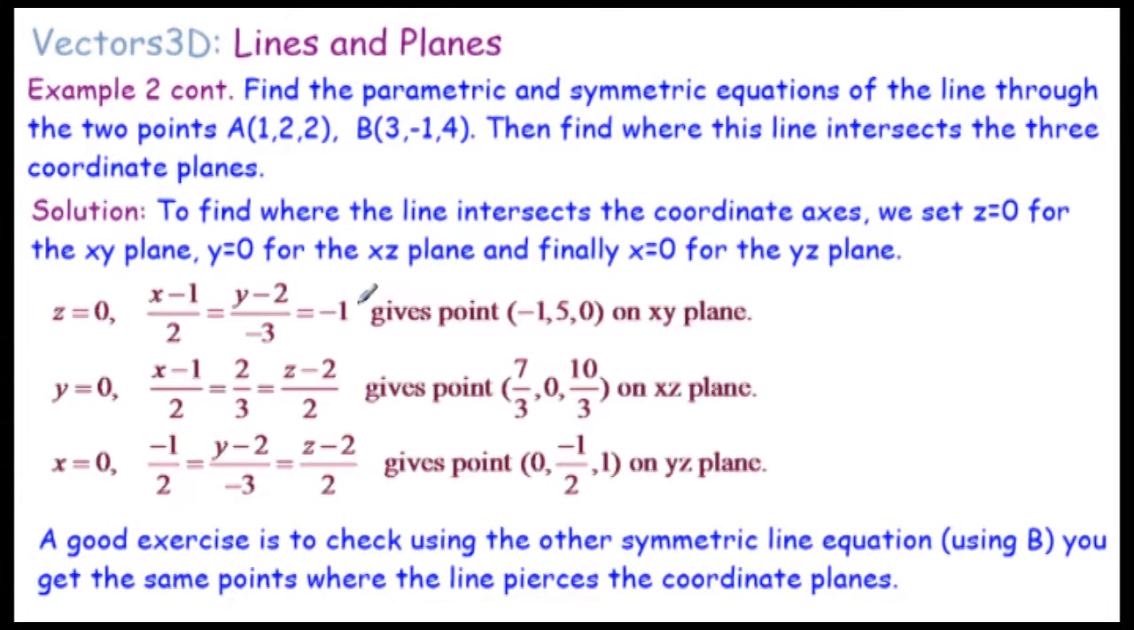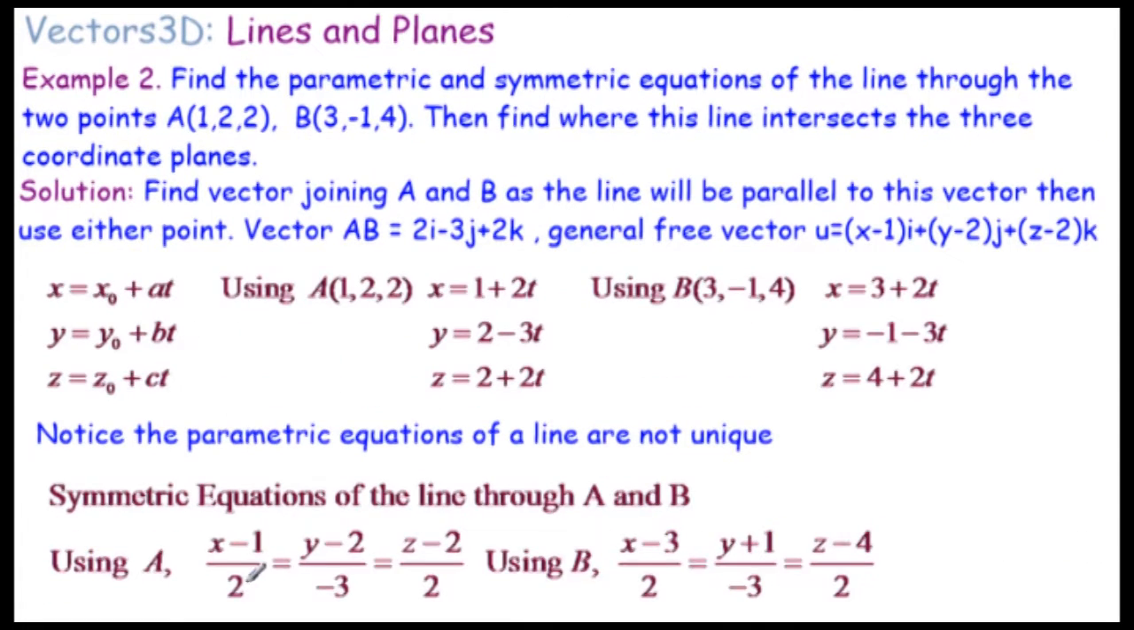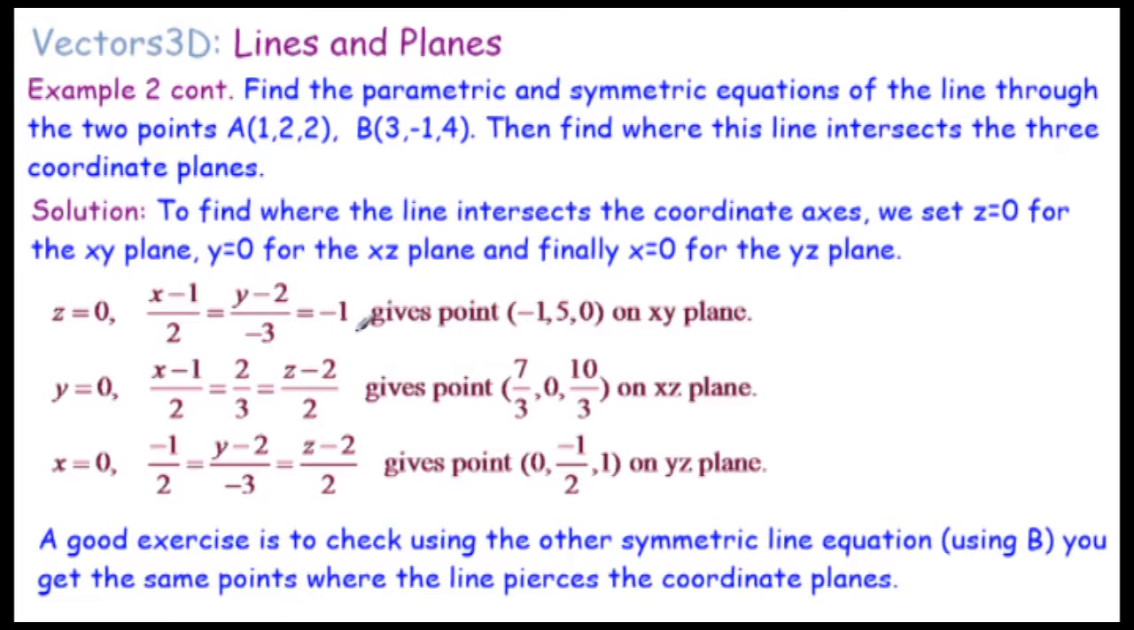I think you can do this with either form, so it doesn't matter which one you use, you'll get the same piercing points. But I think I used A here. So if z is equal to 0, you get minus 2 on 2, which is negative 1, and this is where the negative 1 comes from over here. Then you solve each of these parts for the y value and the x value, and you get a point here, minus 1, 5, 0. That's where the line pierces the xy plane.